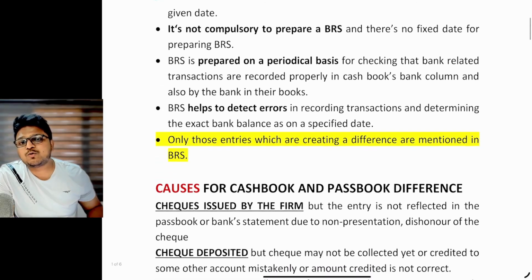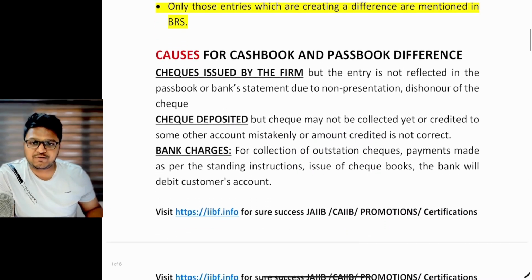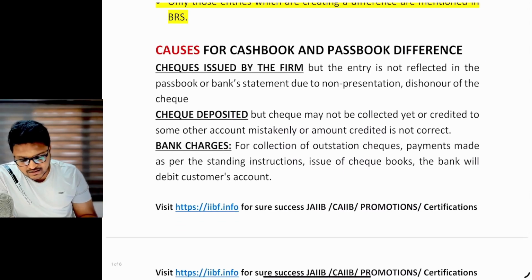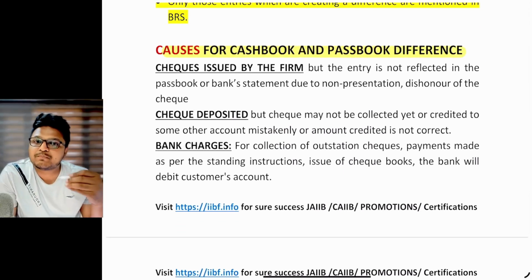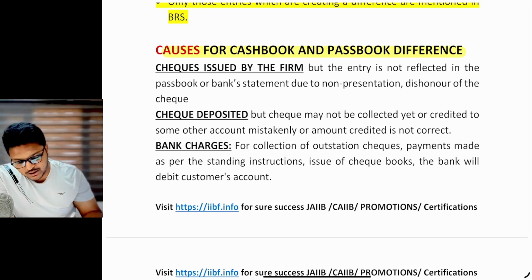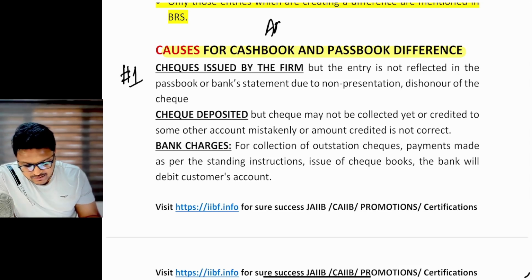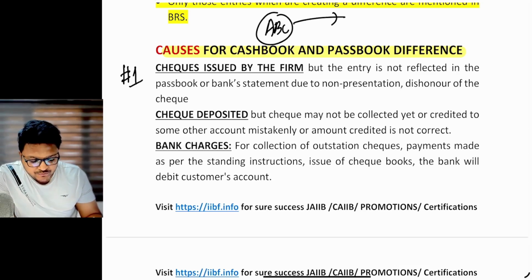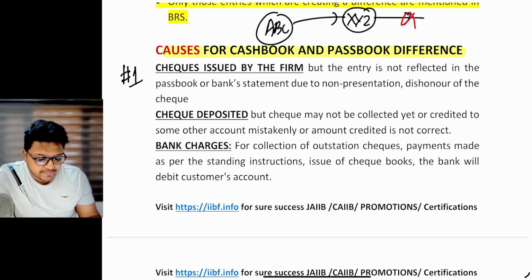Now, what may be the causes for cash book and passbook differences? What may be the different reasons that the agreement is not there between the cash book and the passbook? Cash book, I'm saying it again, I'm referring to the bank column of the cash book. Okay, so first of all, it may be the case due to a check issued by the firm. As I told you, let's say firm ABC has issued a check. You have given the check to XYZ, but XYZ has not presented this check in the bank right now.